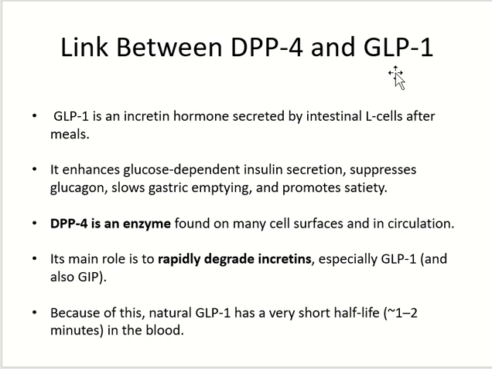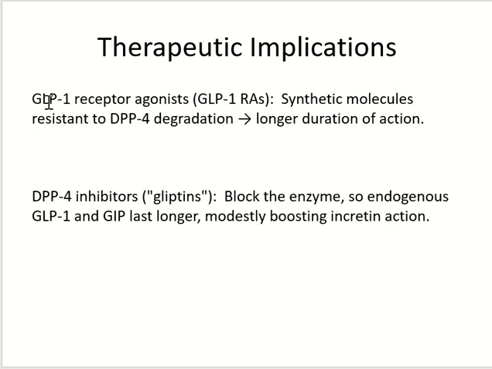So in diabetes, how they have used this information is that now GLP-1 receptor agonists are available. GLP-1 RAs, we call them GLP-1 receptor agonists. These are synthetically available molecules, but they are resistant to DPP4 degradation. Even though a diabetic patient has DPP4, this enzyme cannot break down a synthetically created GLP-1 receptor agonist. So the GLP-1 will have a longer duration of action.